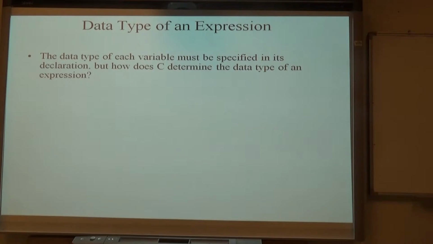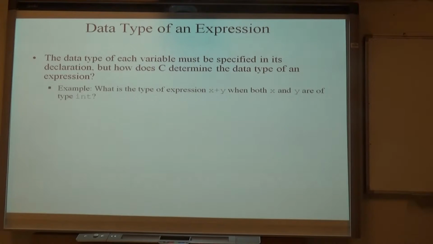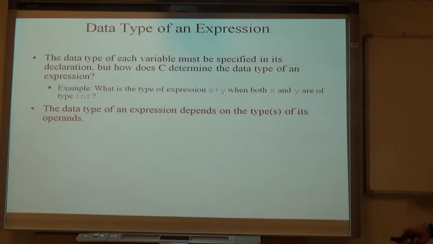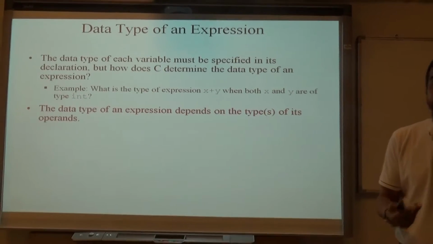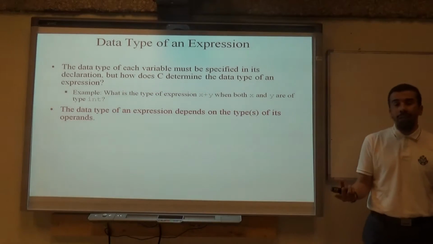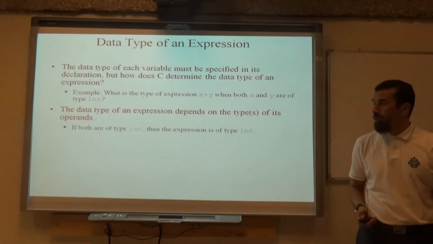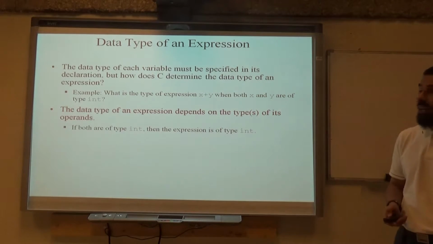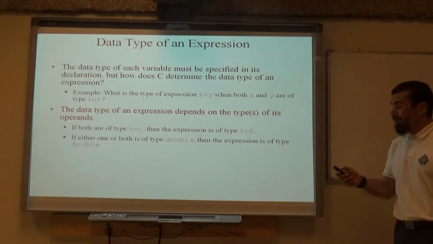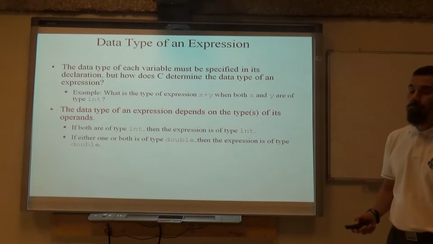Data types. For each variable, we are doing declarations. How do we define the data type of an expression? What is the type when we are doing some arithmetic addition between x and y? If operand 1 is x and operand 2 is y and the operator is plus, what will be the type of this operation if both of them are integers? That means inferring the type of the arithmetic expression from the operands used in that operation. So if both are int, of course the expression will be int. If either of them is double, of course the result will be double.